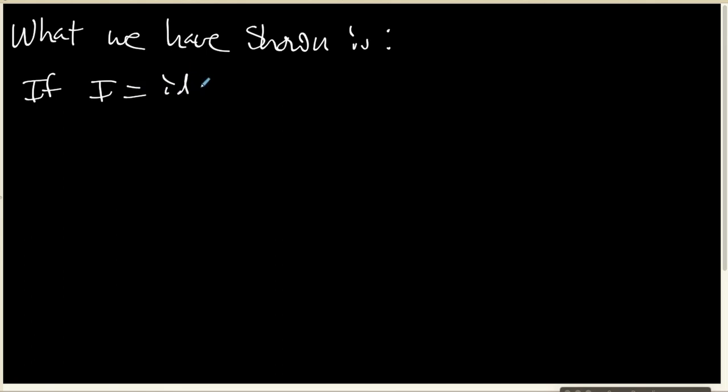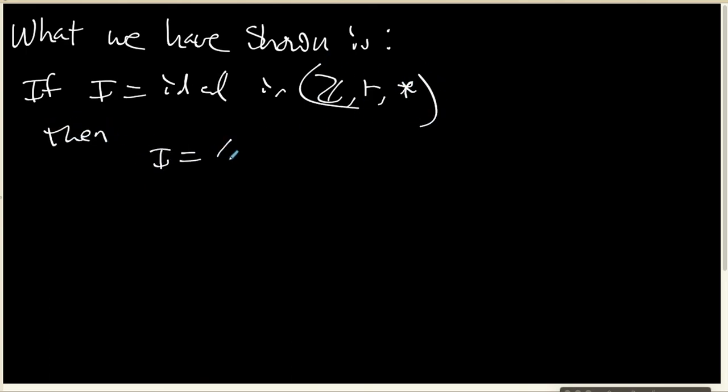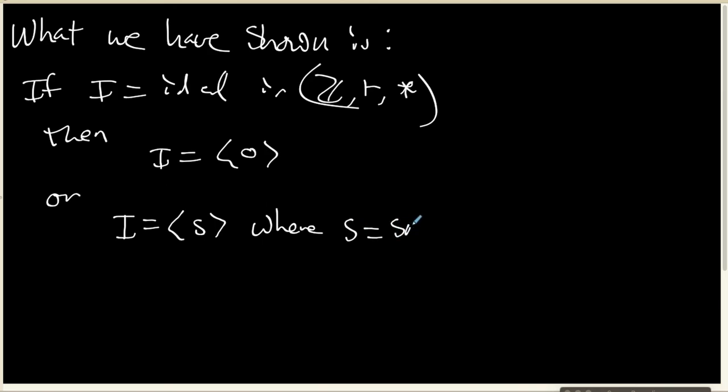So, what we have actually shown is this important fact. If I is an ideal inside the ring of integers, then I is either equal to the principal ideal generated by 0, or I is equal to the principal ideal generated by S, where S is the smallest positive element of the ideal I.